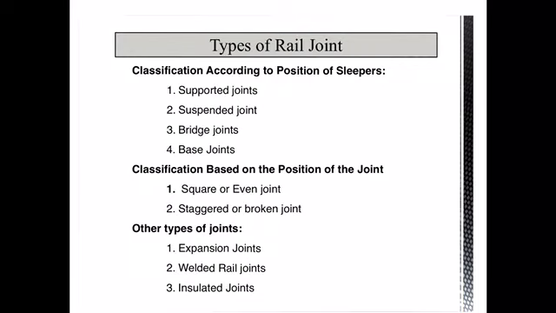What is the position in which you have provided the joints? With respect to that, there are two types of joints: square or even joints, and staggered or broken joints. And we have some other types of joints intended to serve certain functions, which include expansion joints, welded joints, and insulated joints. We'll study in detail the functions of the various joints further.